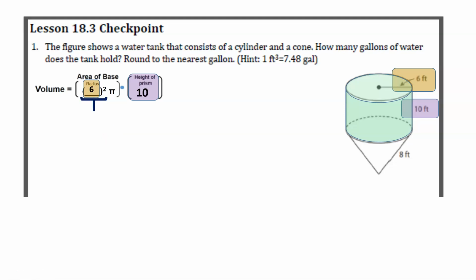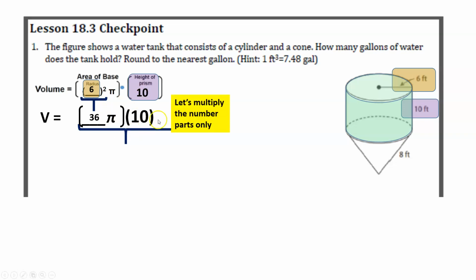What's 6 squared? That'd be 36. We'll bring down everything else, the pi symbol, the 10. Let's multiply that out, and that would be, yes, we're multiplying the number parts, about 360. And then we can compute that by multiplying 360 times 3.14, which would be about what?